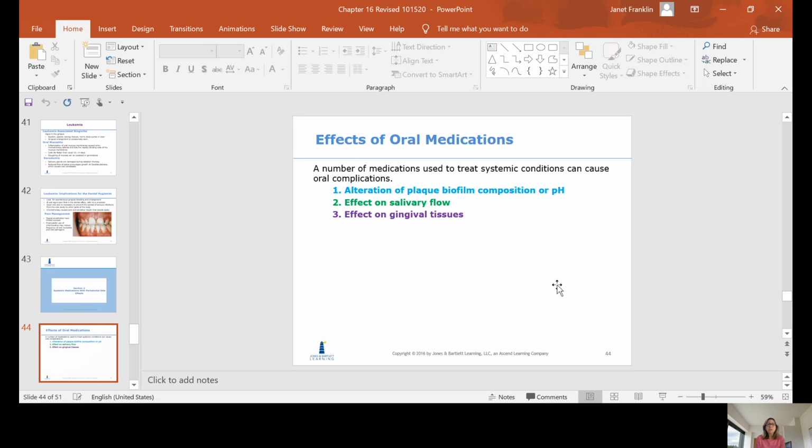Effects of oral medications. A number of medications used to treat systemic conditions can cause oral complications, such as alteration of plaque biofilm composition or pH, effect on salivary flow, and effect on gingival tissues. This number 2 right here, the effect on salivary flow, is the one you're going to probably see more commonly. When you have pharmacology, you'll study this more in depth, but there are a lot of medication categories that decrease salivary flow, and they're common medications.